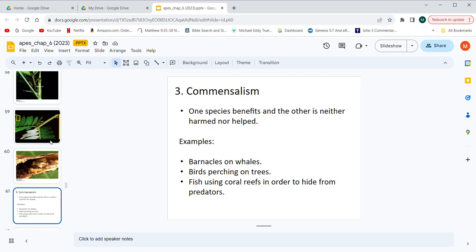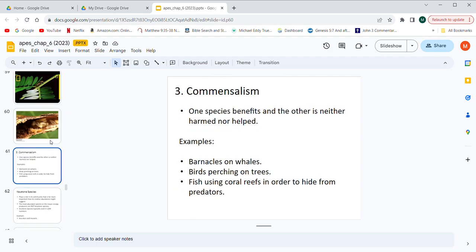Commensalism is where one species benefits, the other is neither harmed nor helped. The best example I have of that is actually birds nesting in a tree. The birds get the benefit of being up high, away from predators. The tree really doesn't get harmed or benefited. Barnacles on whales. Barnacles don't really affect whales. Fish in coral reefs. Usually they don't bother the reefs, but that reef does provide habitat and shelter for the fish.